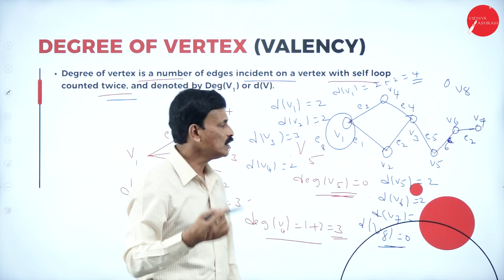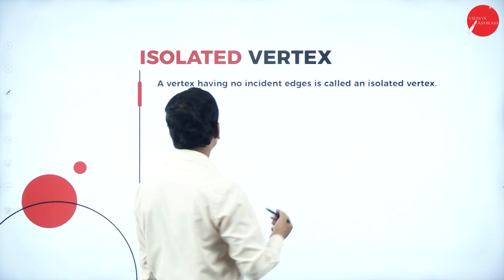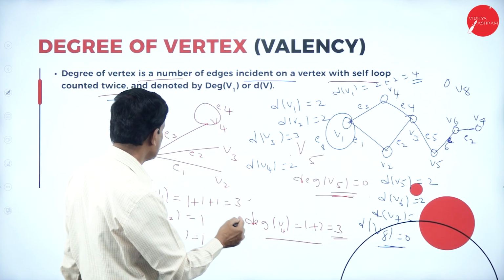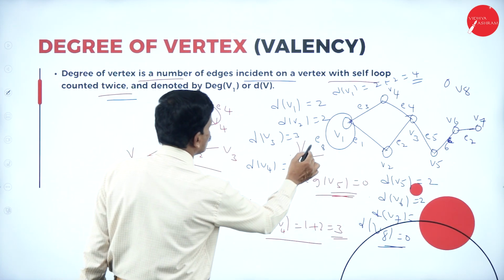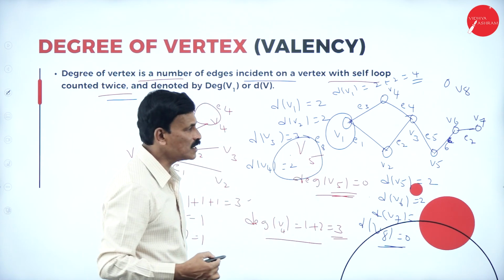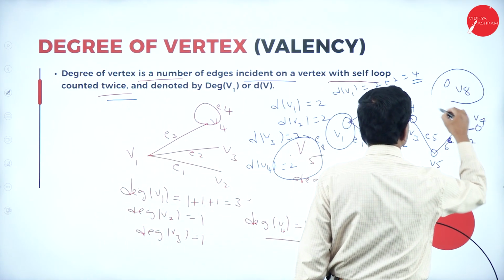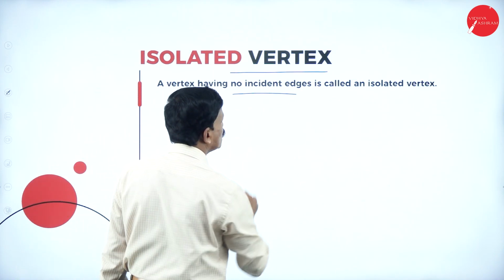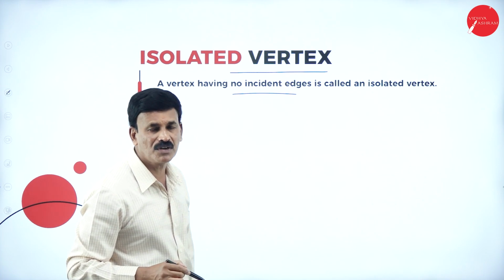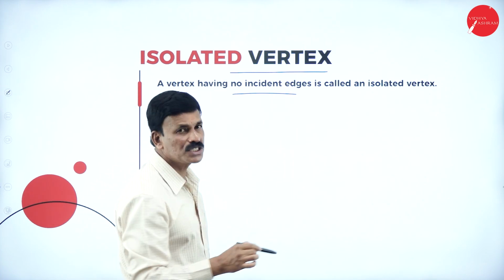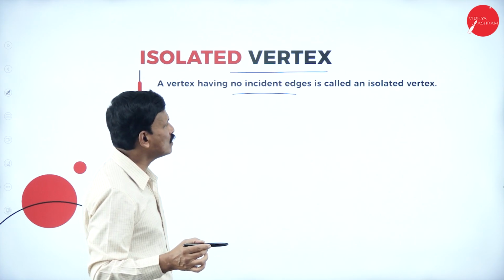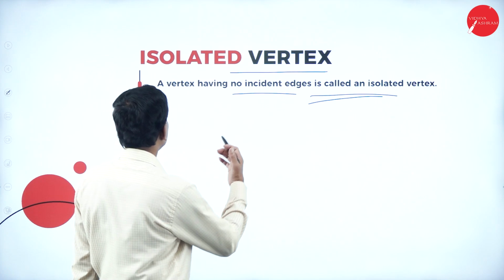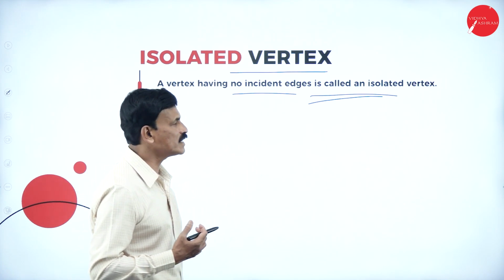That's it. Now, let us come to the next concept, isolated vertex. From the previous examples we can see that V5 is isolated. Here this is also isolated. So, what is an isolated vertex? A vertex having no incident edge is called an isolated vertex. You know the meaning of isolated?